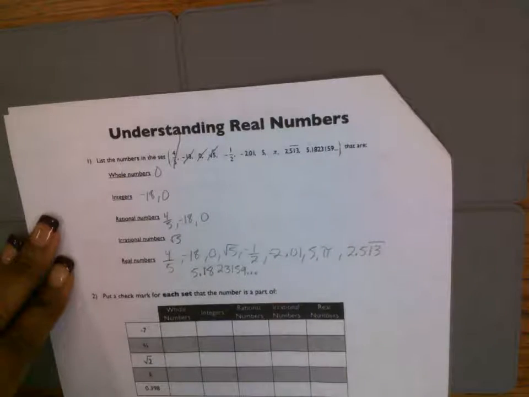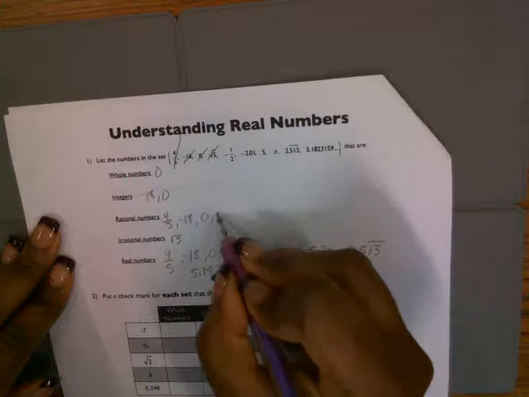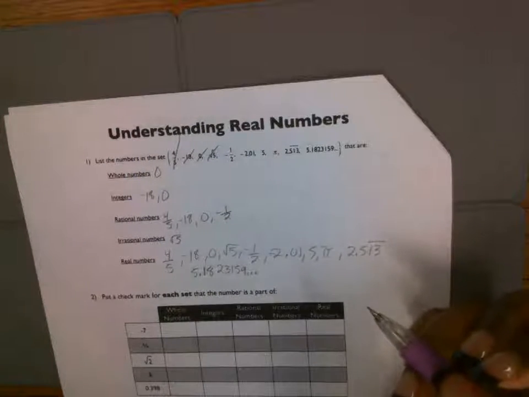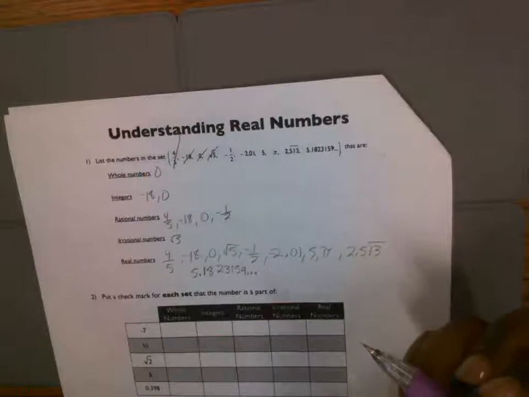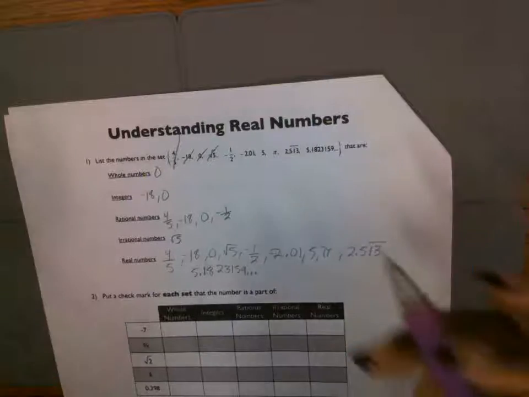Negative half, it is a fraction. So it's definitely a real number, but it's also rational. Okay. It is not an integer. It is not a whole number. A number can't be both rational and irrational. It's either one or the other.